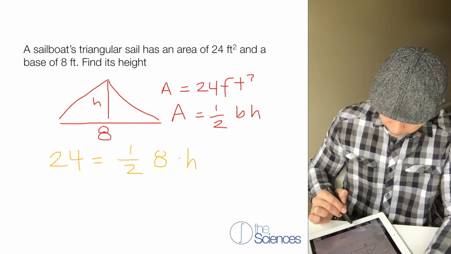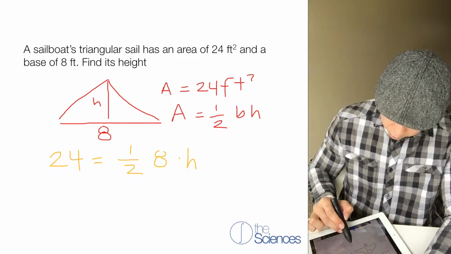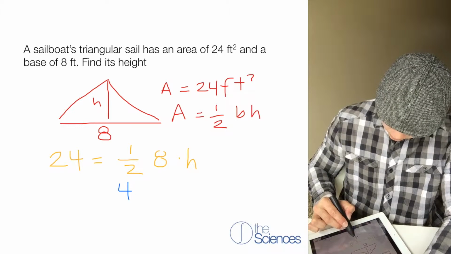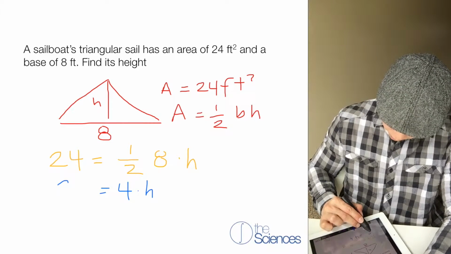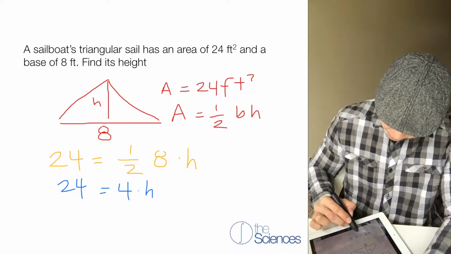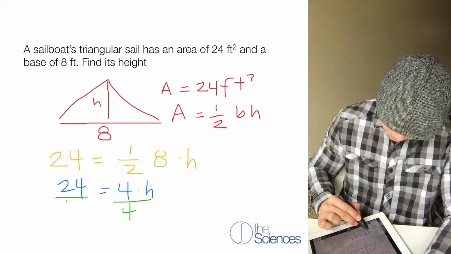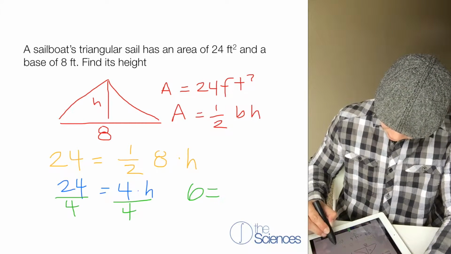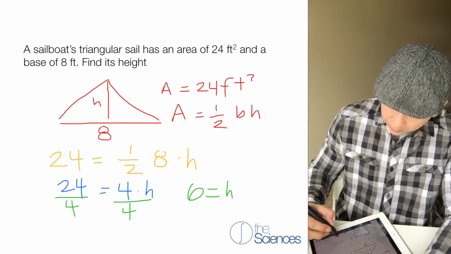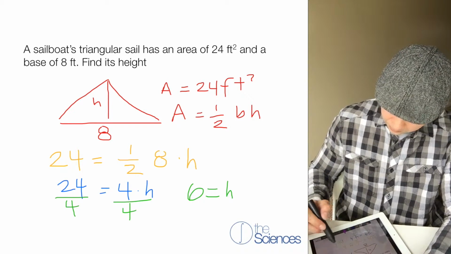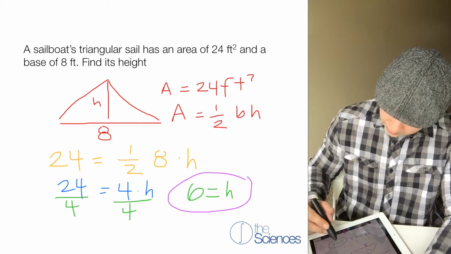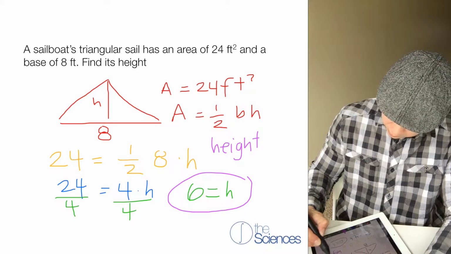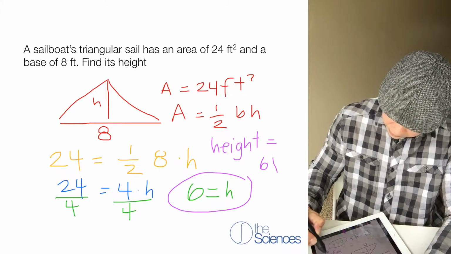All we have to do is solve for h. So 8 divided by 2 is 4. So we have 4h equals 24. Now if we divide by 4 to isolate h, we get 6 equals h. So the height is 6 feet. Height equals 6 feet.